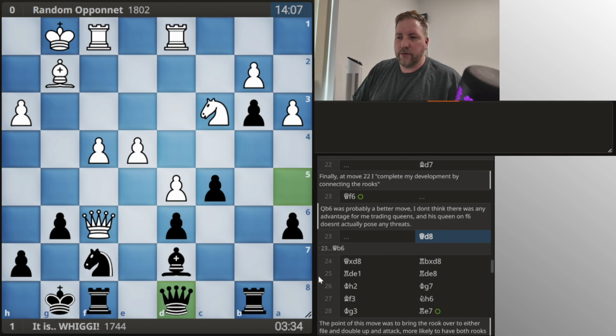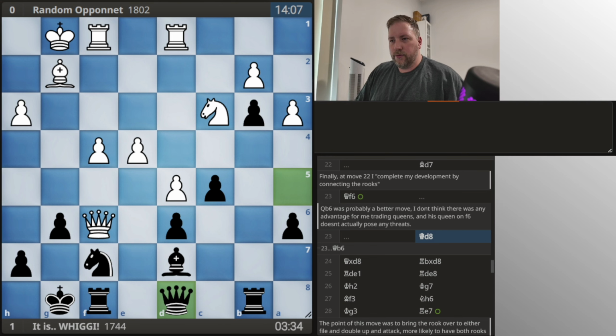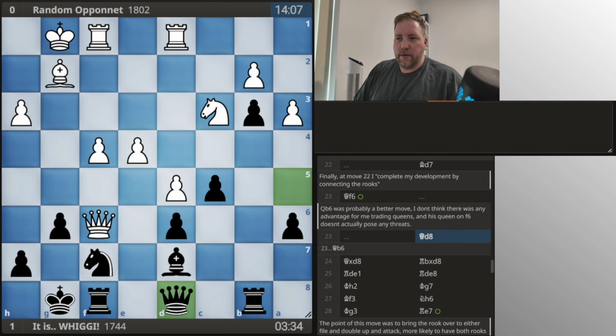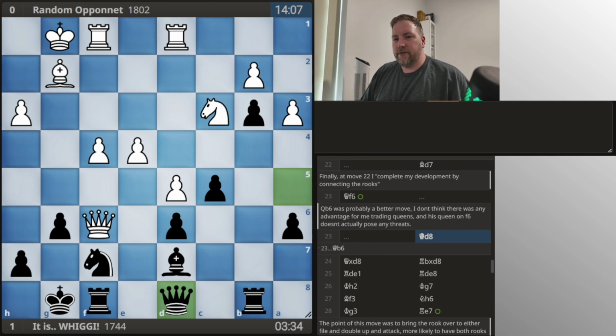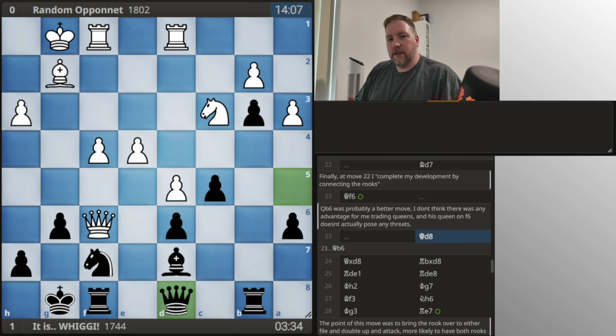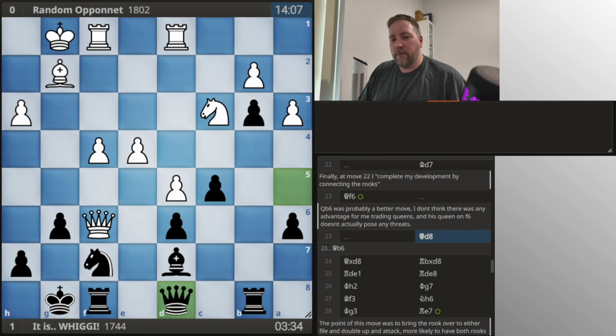Now I was running low on time. As you can see, I've got 3 minutes left. My opponent has almost all of his time left. So trying to find the best moves sometimes can be a bit hard, but that's why we review the game after, and then we see if we can find the best moves so that we know about them in the future.